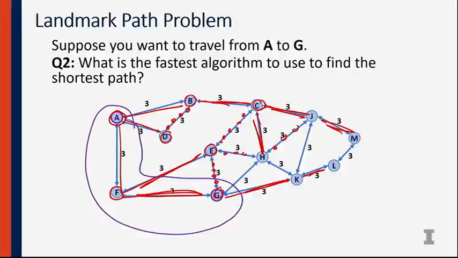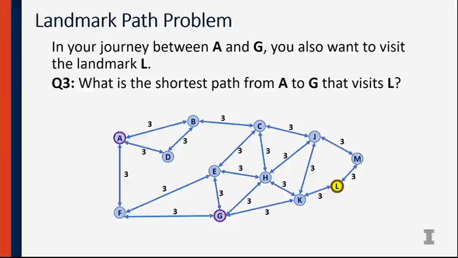structure of the graph. But this isn't just called the shortest path problem. This is called the landmark path problem. So let's introduce another constraint to this problem. Here, I don't want to just go from A to G. I want to go from A to G via landmark L. So I know I must visit L on my way from A to G. So I want to know the shortest path from A to G that happens to visit L.